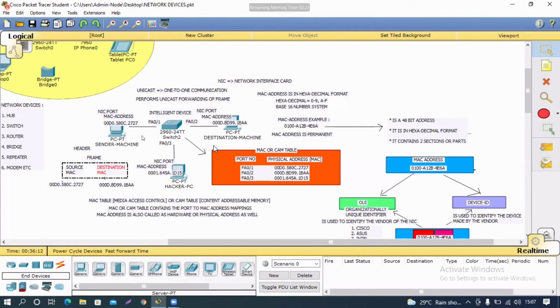Now what every single switch does is maintain a table. What is the name of the table? The MAC table, or CAM table. CAM stands for content addressable memory. This particular table contains port number and physical address mappings. What is the port number? FS0/1, and this one is FS0/3.